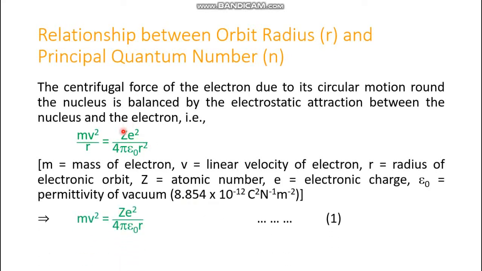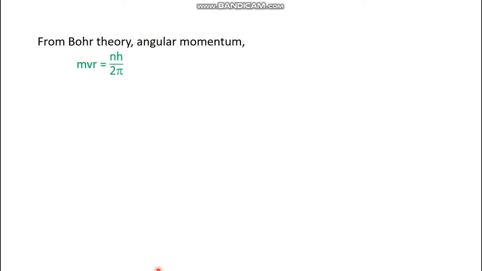Now, let us rearrange this equation. Just take the r from the denominator to the right hand side, and it gets the form mv square equals Ze square by 4 pi epsilon 0 r, and this is equation number 1. And from Bohr's theory, the angular momentum, we have mvr equals nh by twice pi. Now rearranging, we get v equals nh by twice pi mr, and we have to put this value in equation number 1, which we have already obtained.